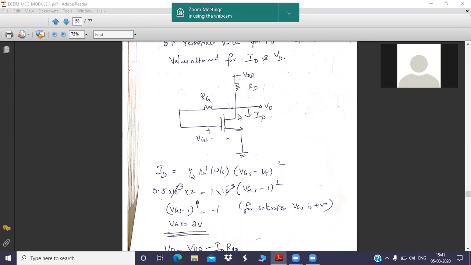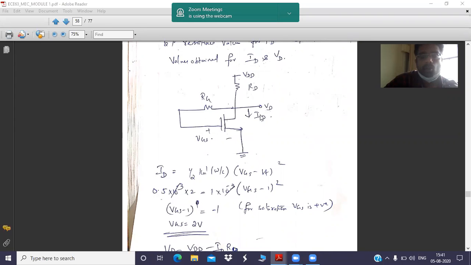Now we will apply KVL at the output side. Here the output is nothing but the drain voltage, that is VD. You have taken the output voltage from the drain. So VD is the output voltage.